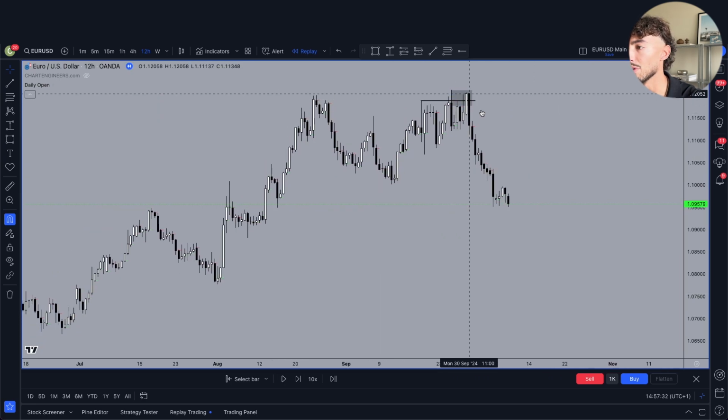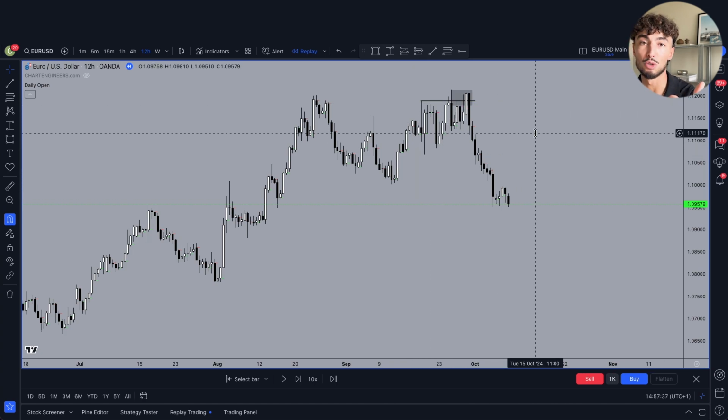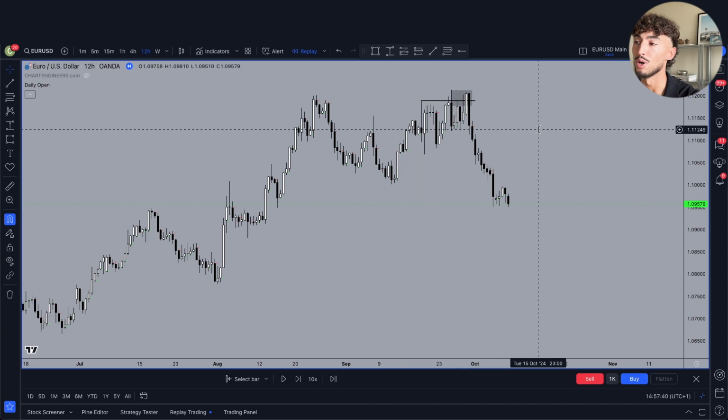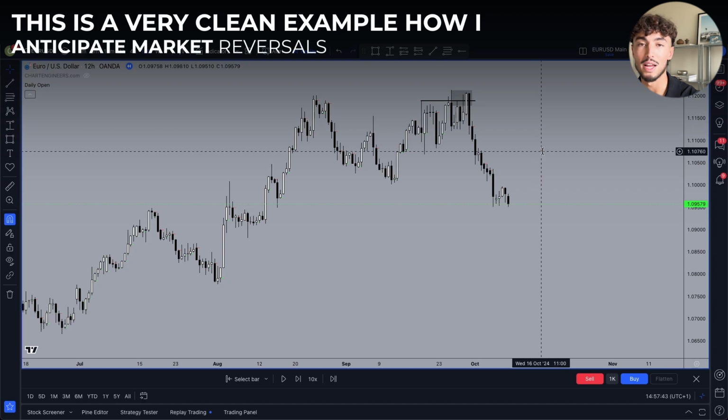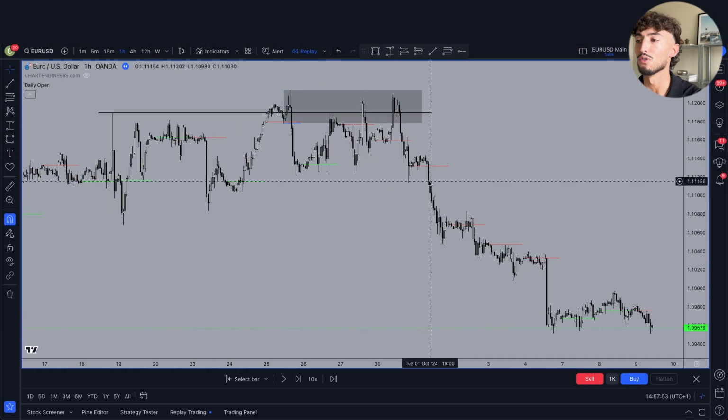And you can see we have a big reversal happening here on price. Here it was bullish, but it all changed after the H12 sweep and the H1 market structure break. So this is a very clean example of how I anticipate market reversals. Right now, after this going lower, we are bearish and can look for shorts all the time.